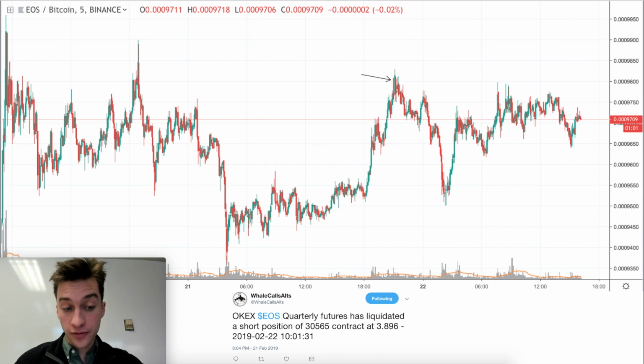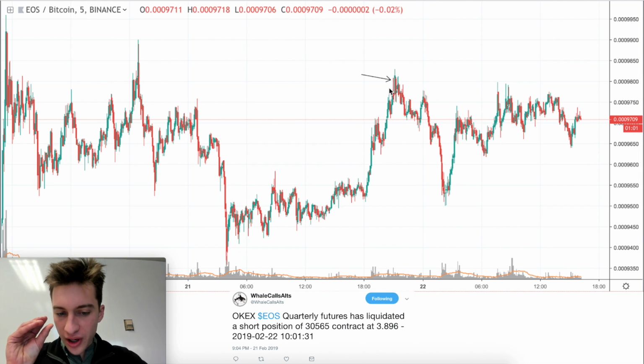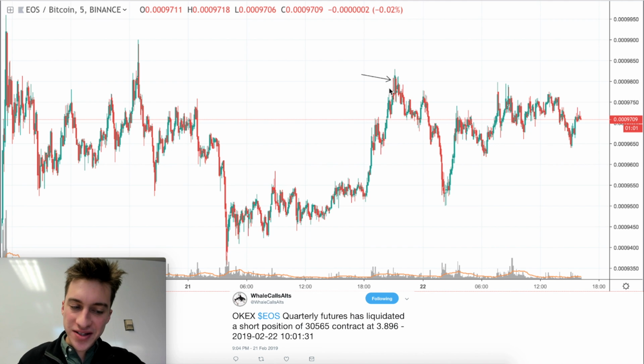You can use either for this liquidation strategy, because if EOS traders are getting liquidated, you could use similar strategies, whether it's EOS USD or EOS BTC or EOSF, because they're going to tend to move together. Now, when this occurred, 9:04 p.m. is 21:04 military time, 21st of February. That was right here.